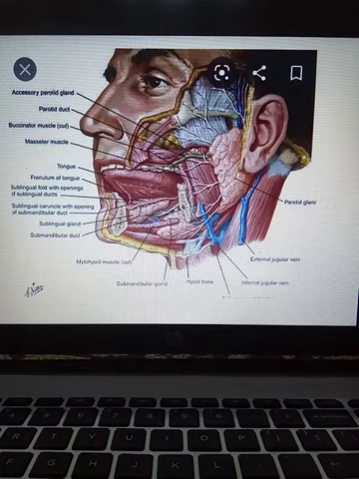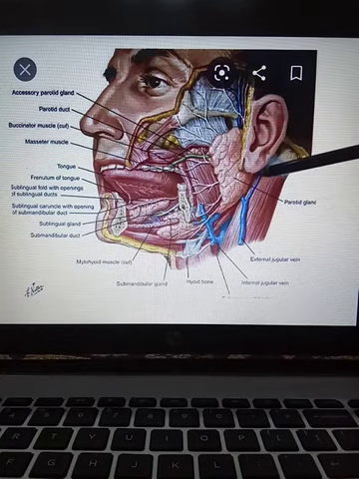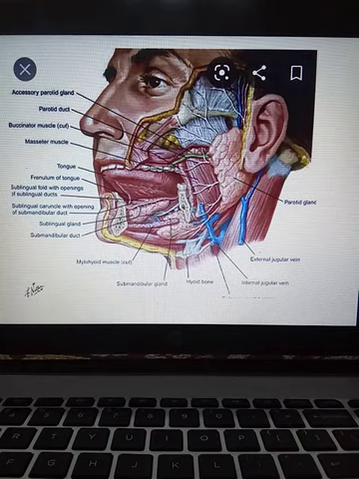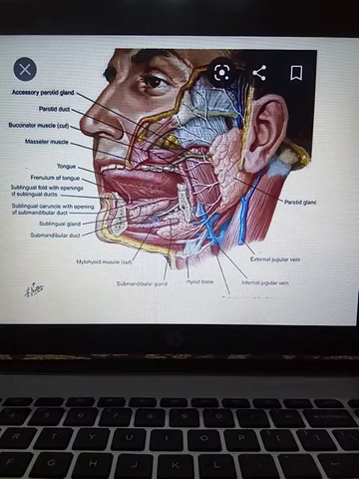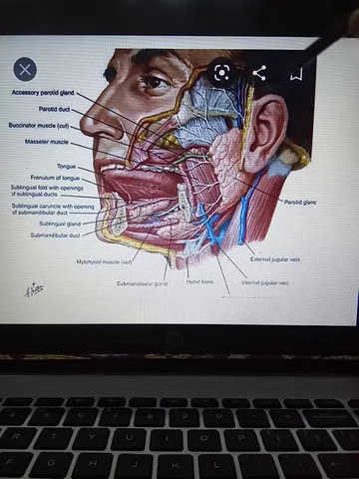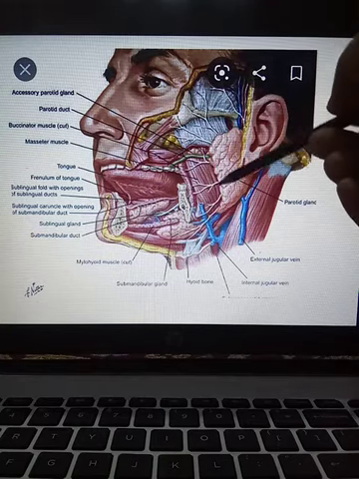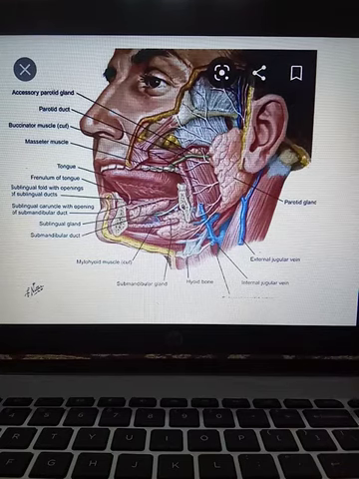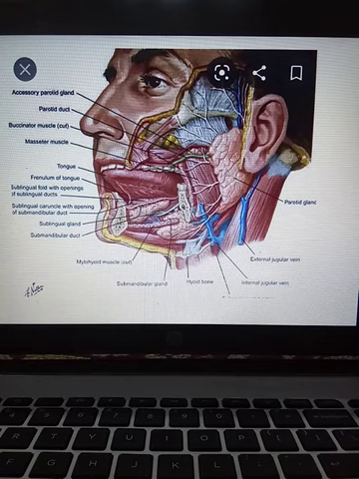This is your parotid gland. As you can see, it is pyramidal in shape. So what are the features of the parotid gland? Para-otic means around the ear, so it lies somewhere around the ear. This is one of the largest salivary glands, and its weight is 15 grams.